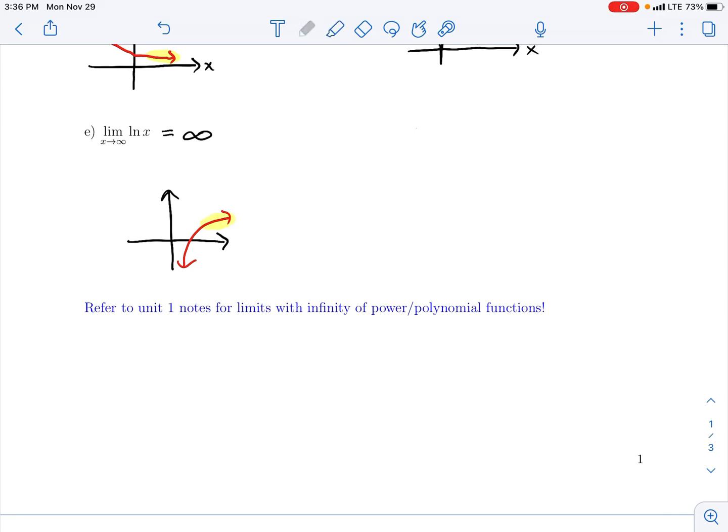Okay, and so at the bottom here, I just tell you to refer back to our Unit 1 notes for limits with infinity of power and polynomial functions. All right, because now all of this stuff is going to come together so that we can figure out what's happening for the limits below when we start talking about L'Hopital's rule.